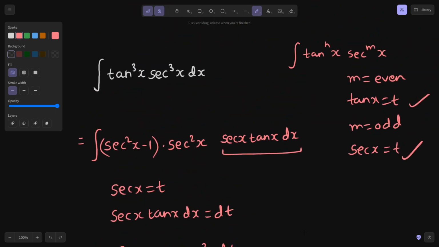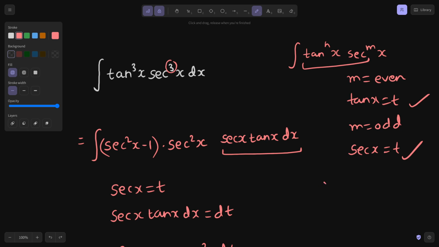The main concept behind this type of problem is, if the power of secant or cosecant is even, take tan x as t and make some adjustments so that you can take tan x as t. If the power of secant or cosecant is odd, take secant x as t or cosecant x as t. Now I am not saying that in this case, where the power was odd, you need to go to cosecant.